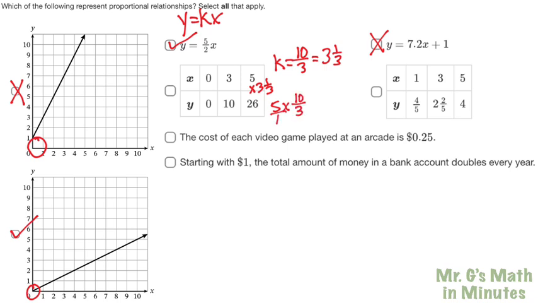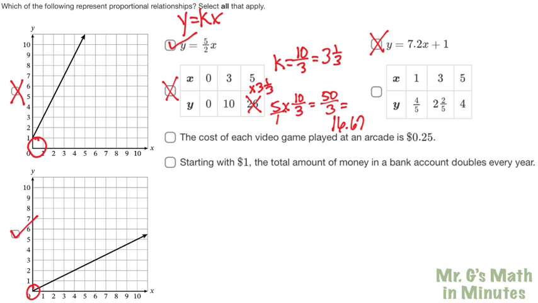That's going to be 3 1/3 written back as an improper fraction. I'm going to do some work with it. That's going to give us 50 over 3. And 50 divided by 3 is equal to 16.67 if you write it as a decimal. So obviously not 26. That one is not proportional.